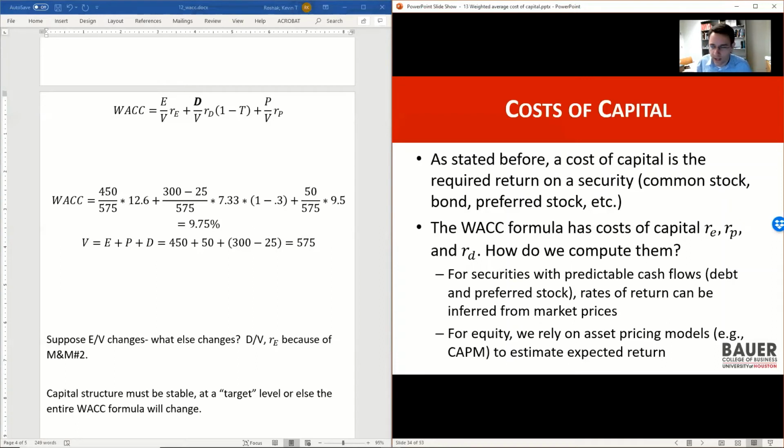For equity, on the other hand, we need a little bit more of a model, right? We can't just go from cash flows to prices to get a rate. We need to have some kind of a theoretical model for the risk of equity. Well, we have CAPM, so we're just going to keep using that to get the expected return on equity.